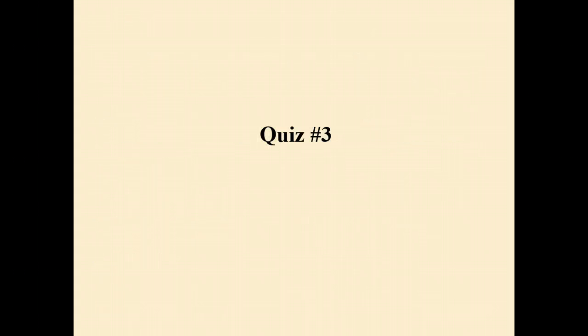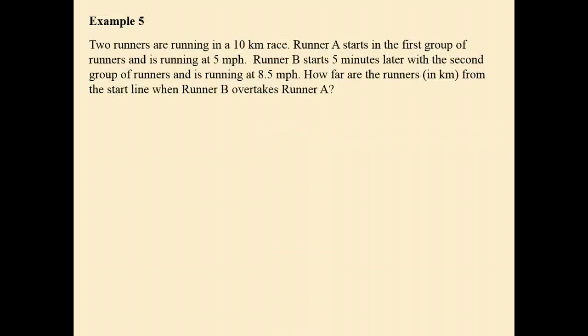Okay, let's take quiz number 3. And let's do example 5. 2 runners are running in a 10-kilometer race. Runner A starts in the first group of runners and is running at 5 miles per hour. Runner B starts 5 minutes later with the second group of runners and is running at 8.5 miles per hour. How far are the runners in kilometers from the start line when runner B overtakes runner A?